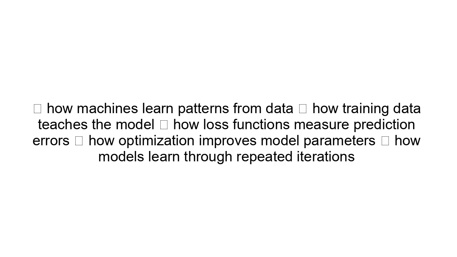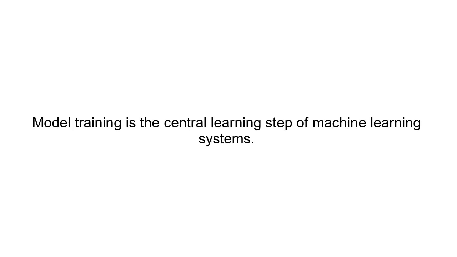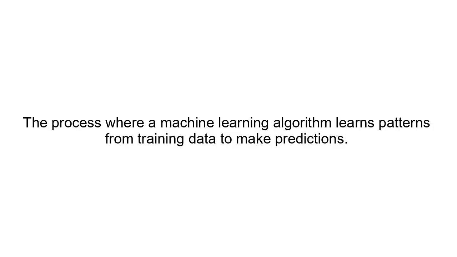Concepts learned from model training. Understanding model training helps beginners learn how machines learn patterns from data, how training data teaches the model, how loss functions measure prediction errors, how optimization improves model parameters, and how models learn through repeated iterations. Model training is the central learning step of machine learning systems.